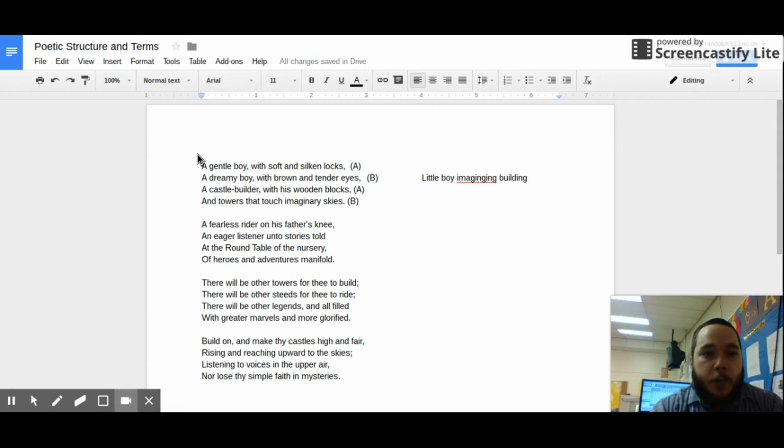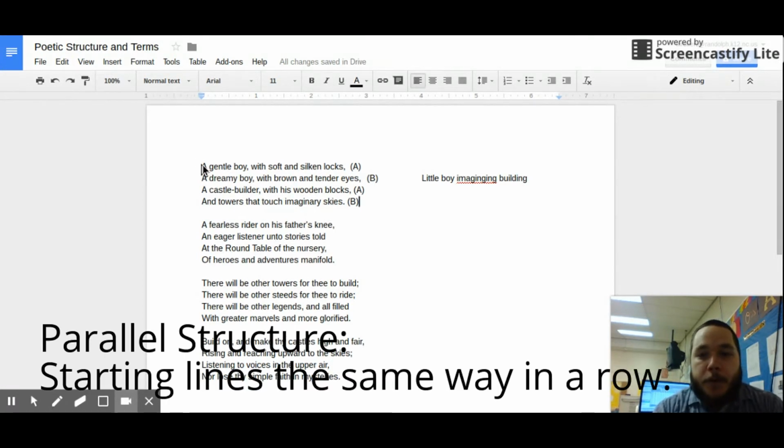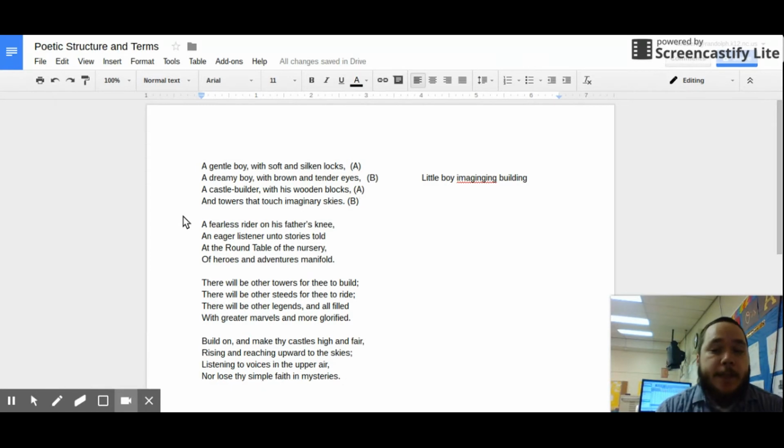If you look over here, the first words of each of these lines start the same way. That's what we call a parallel structure, and that's important when it comes to the structure of free verse poems specifically, because that's one of the things you have to look for. They often don't have stanzas, and they don't have rhyme scheme. So parallel structure creates the illusion of the structure that comes from the stanza and from the rhyme scheme.